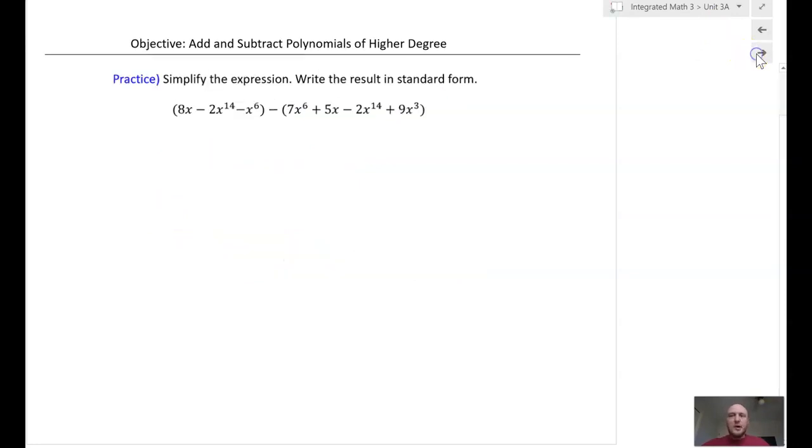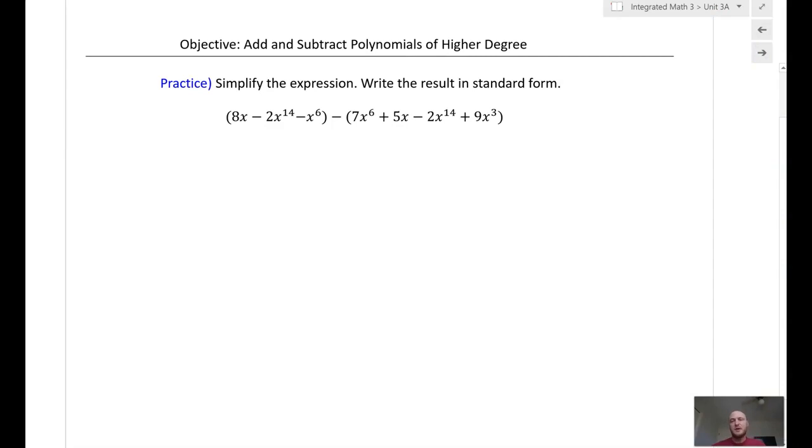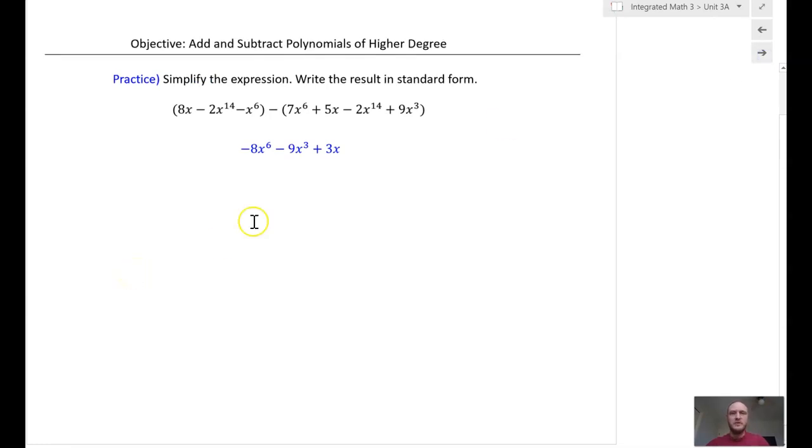All right, go ahead, please pause the video. I have these practice problems for you, and you can check your answers. Here is the solution. You should have gotten negative 8x to the sixth minus 9x cubed plus 3x. Here is a second practice problem. Please pause the video.